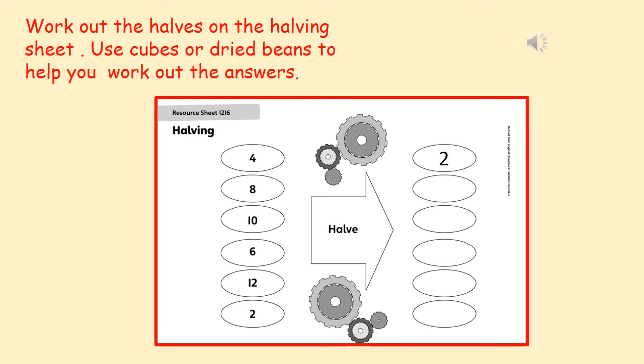So here are the Year 1 activities for today. For this activity, you need to work out the halves on the halving sheet. You can use your dried beans, or if you've got cubes or anything to help you work out the answers. It might be an idea to get 2 plates and halve it between the 2 plates, and make sure that each plate has the same amount. So once you've found the answer, write the half of the number on the left on the right. I've done the first one to help you.